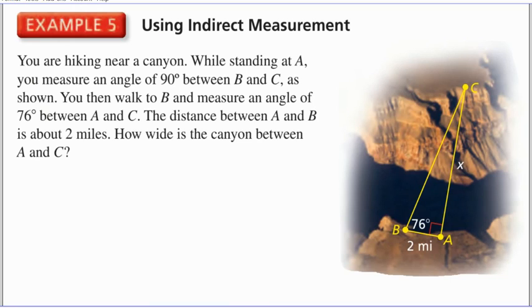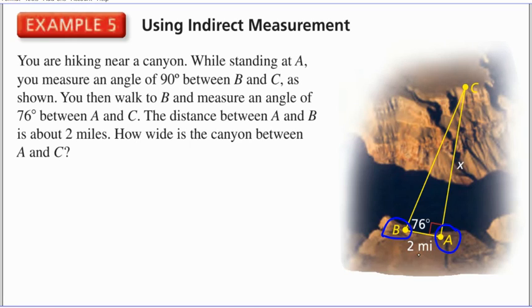All right, so how might we apply these trig ratios? We're going to use indirect measurement on this problem. You are hiking near a canyon. While standing at A, so this point right here, you measure an angle of 90 degrees between point C on the other side of the canyon and this point B. Then you walk to point B and you measure an angle of 76 degrees between where you were first, point A, and across the canyon at point C.